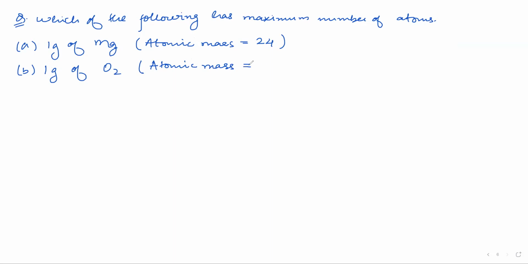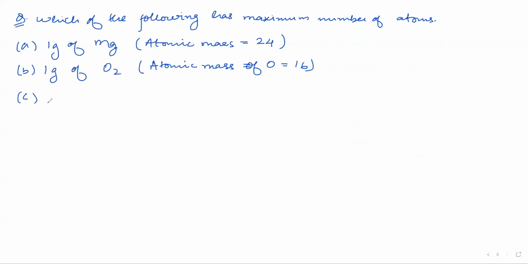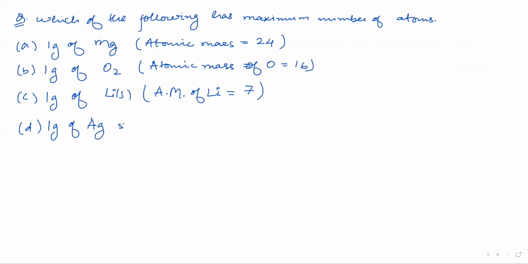So they give the atomic masses of each of these things. The atomic mass of oxygen, they gave us 16. So if oxygen atomic mass is 16 given, for O2 it will be what? 32. Okay. So remember, you have to calculate for the molecule, whatever it is given for different molecules. The C part was 1 gram of lithium solid, and the atomic mass of lithium was given as 7. D part was 1 gram of Ag solid. The atomic mass of Ag was given as 108.